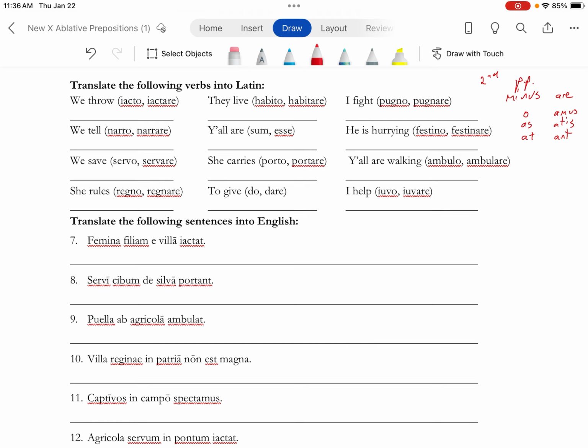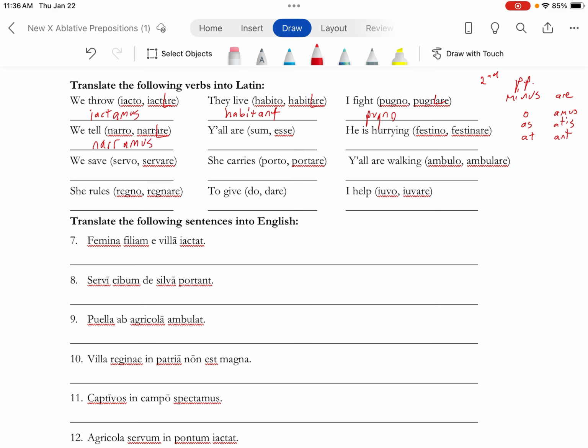We throw, second principal part minus the ARE, jact, and then the we is AMUS. They live, second principal part minus the ARE, habit, and then the they is ANT. I fight, second principal part minus the ARE, pugn, and then the I is O, pugno. We tell, second principal part minus the ARE, narr, and then the we is AMUS.